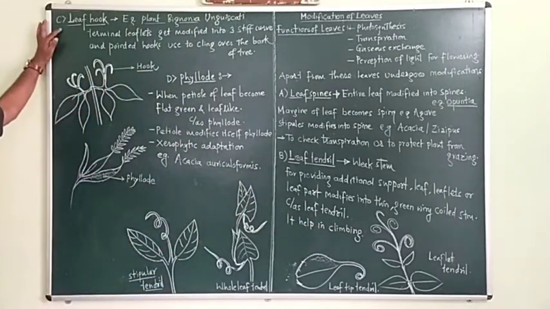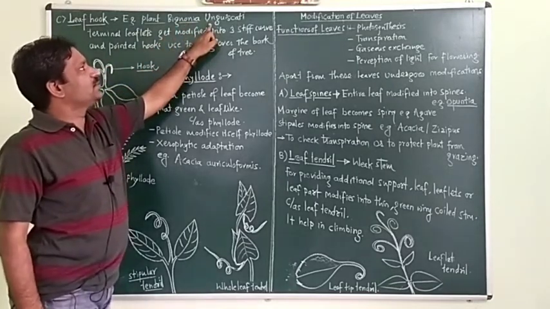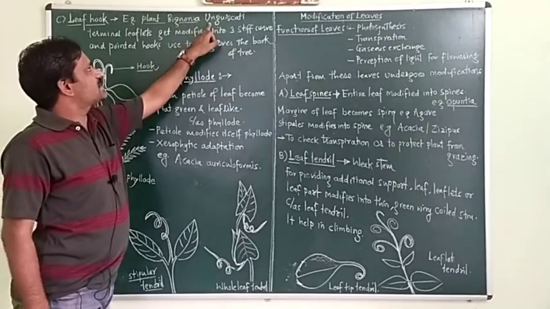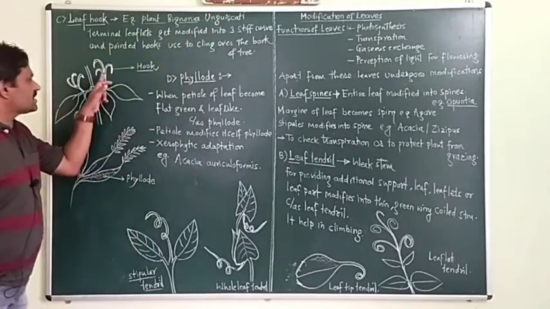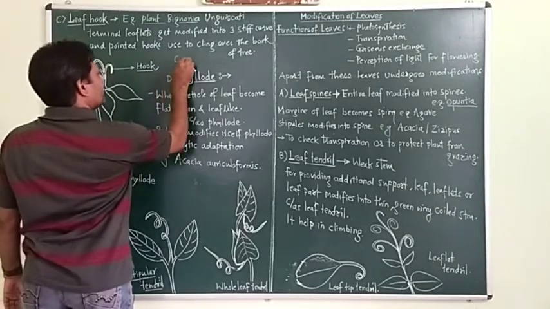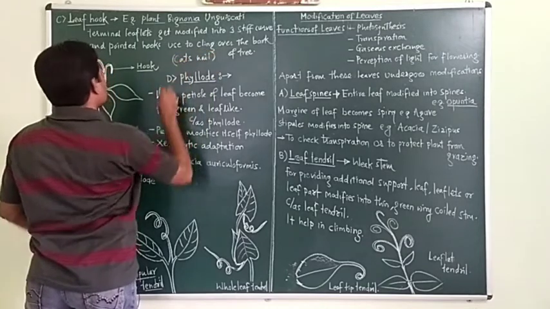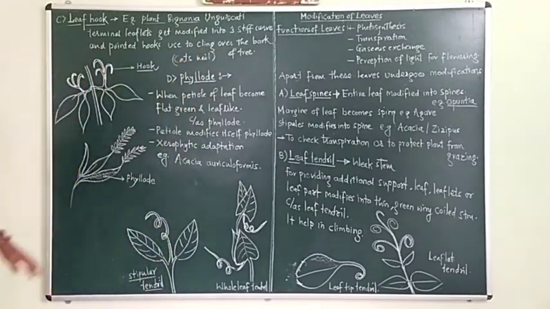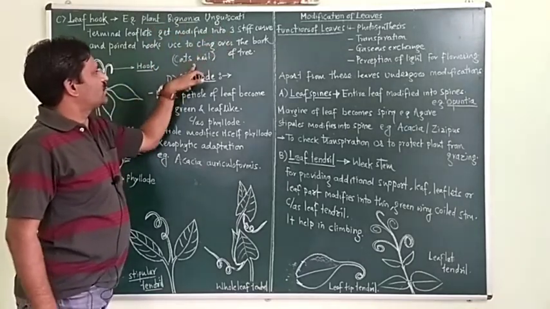Next one is the leaf hook. It is another modification of leaf. Here in leaf hook, the example is Bignonia unguis-cati. It is also called cat's nail, because these hooks look like a cat's nail. These three hooks look like a cat's nail. That's why this plant, Bignonia unguis-cati, is also called cat's nail.